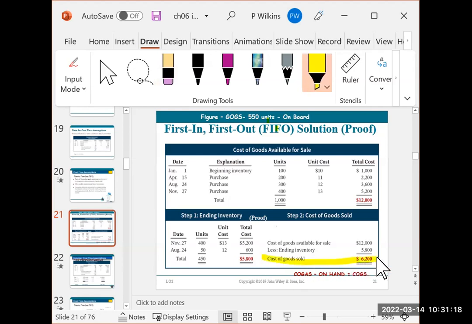And the reason why we want to prove it, we do this on scratch paper, is because if we made a mistake in the ending inventory cost, the only way to catch it is by figuring out the cost of goods sold using the same method. So to figure out the cost of goods sold, we're going to go back to that map for a second. I know this seems kind of crazy, but we're going to look at the map just as a reminder.